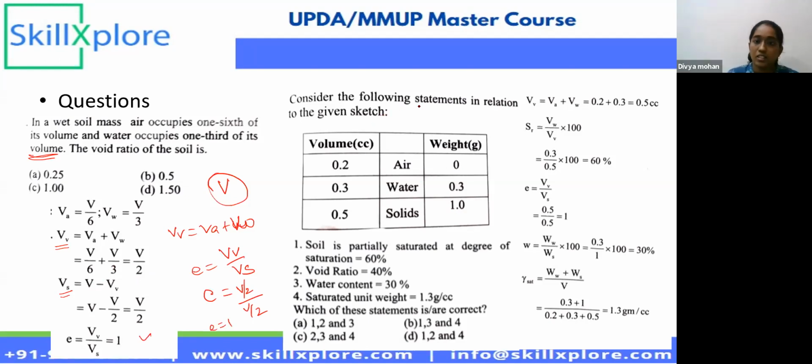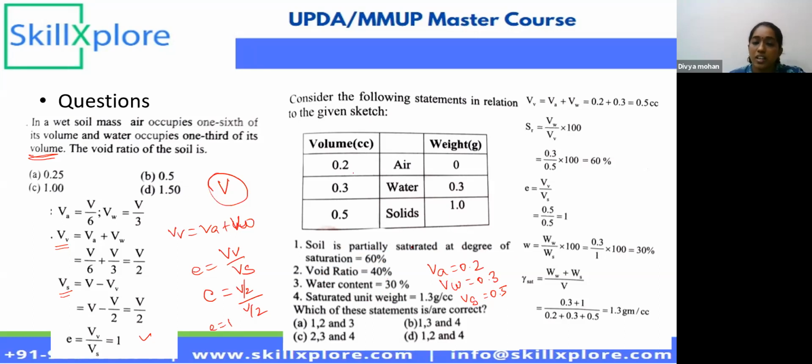Another question: consider the following statements in relation to the given sketch. The volume of air they have given us is 0.2, so VA is 0.2, volume of water VW is 0.3, and volume of solids VS is 0.5. They have given weights also. They want to check these conditions: the soil is partially saturated, the degree of saturation is 60%, and the void ratio is 40%. We have to check all these.